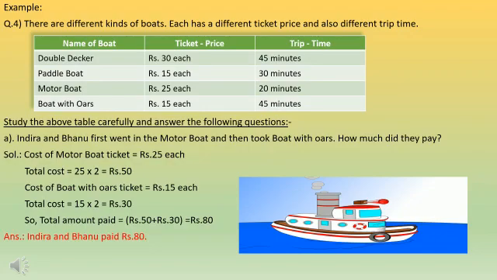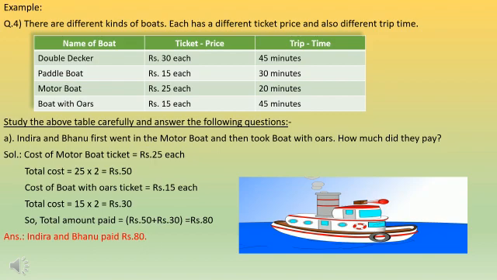Question 4. There are different kinds of boats. Each has a different ticket price and also different trip times. First one double decker, ticket price rupees 30 each and trip time is 45 minutes. Second one paddle boat, ticket price rupees 15 each and trip time 30 minutes. Third one motor boat, ticket price rupees 25 each and trip time 20 minutes. And the last one boat with oars rupees 15 each and trip time 45 minutes.